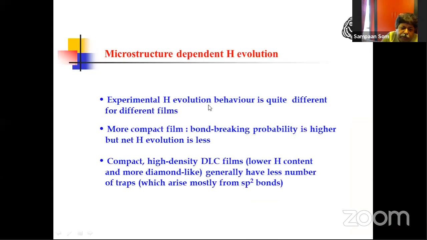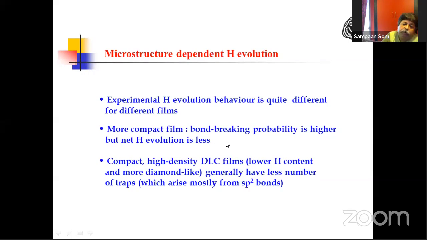So it is, once again, a microstructure dependent hydrogen evolution, particularly for DLC kind of material. And for different films, it is very different. In a more compact film, the bond breaking probability with hydrogen is higher, but net hydrogen evolution is less, that we have experimentally observed. And compact, high density DLC films, as I told, are more diamond-like, with lower hydrogen content. They generally will have fewer traps, which basically arise mostly from sp2 related bonds. So the higher the sp3 bonds, it is less likely that hydrogen will evolve, although they will still be DLC films.